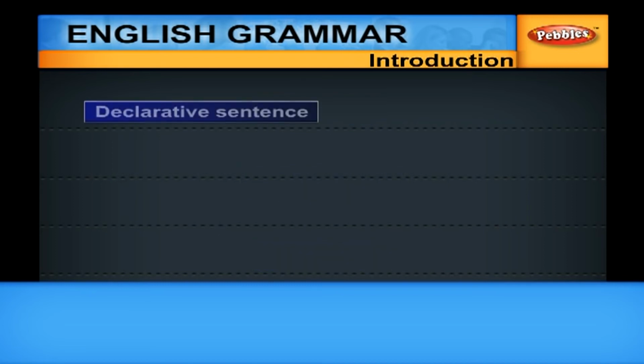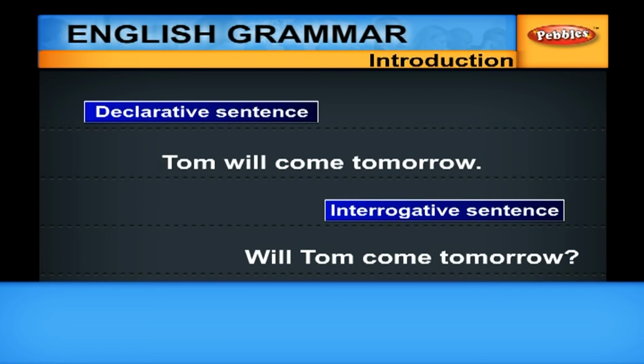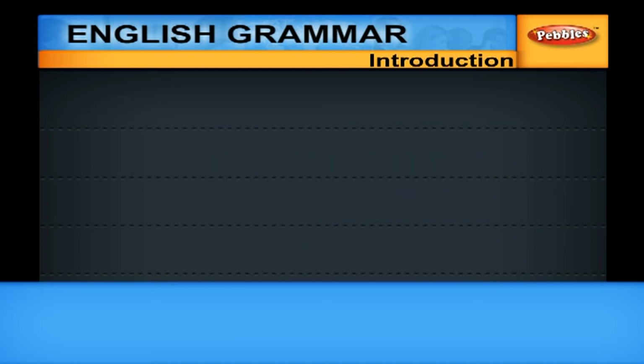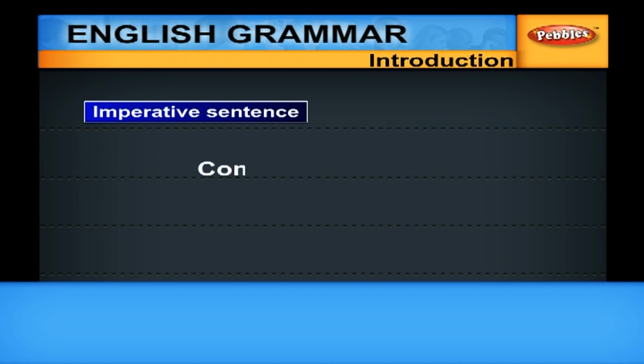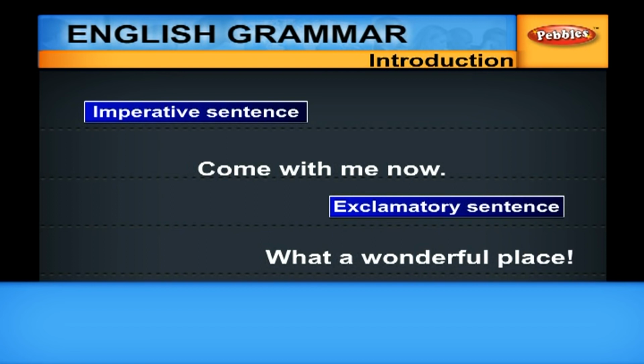It can be a declarative sentence. Example, Tom will come tomorrow. It can be an interrogative sentence. Example, will Tom come tomorrow? It can be an imperative sentence, orders or directives. Example, come with me now. And it can be an exclamatory sentence. Example, what a wonderful place.